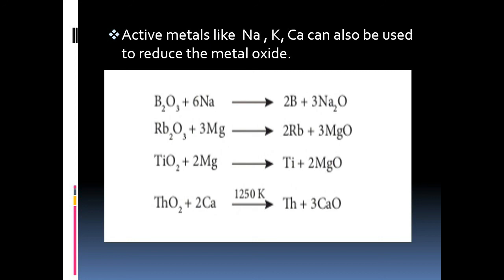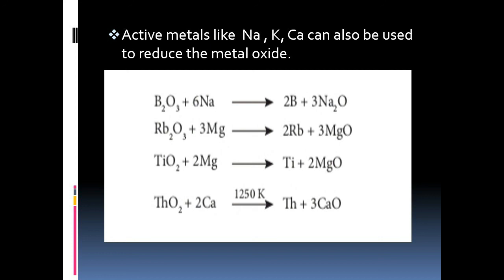So active metals like sodium, potassium, calcium can also be used to reduce the metal oxide. In this same process, we can use some other metal oxides also. For example, B2O3 in presence of 6 moles of sodium. Sodium, magnesium, calcium are also reactive metals. So we have taken boron oxide, rubidium oxide, titanium oxide, thorium oxide along with the reducing agent.